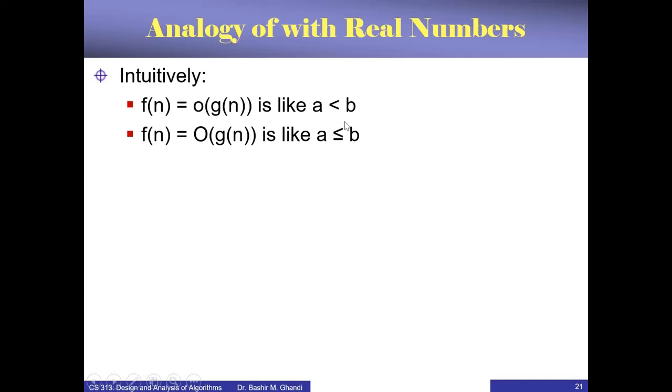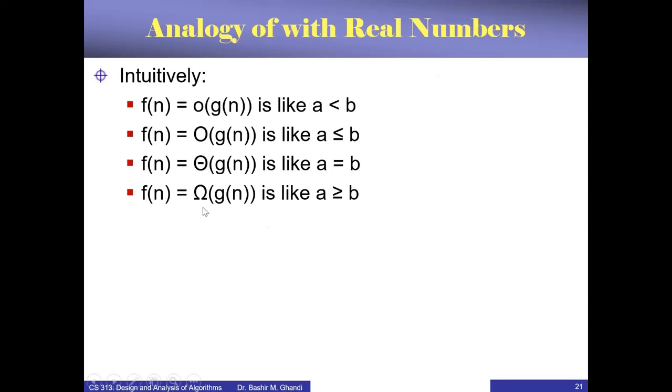Then in the middle we have theta, or big theta. Big theta is best thought of as strict equality. So f(n) is theta of g(n) is like saying f(n) is equal to g(n). They grow exactly at the same rate. And then big omega. Big omega is best thought of as greater or equal to. So f(n) is big omega of g(n) is like saying f(n) is greater or equal to g(n).